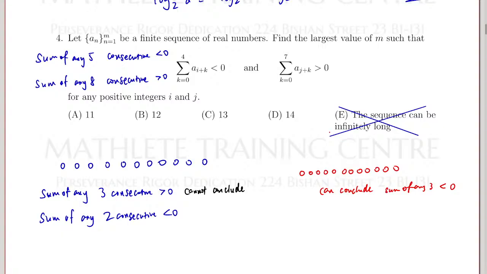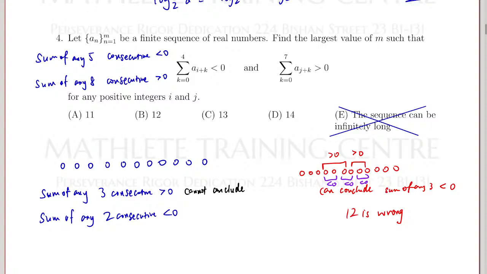Because what I can conclude is that, for example, I take this 3 plus this 3. Right? It's more than 0. But if I take, for example, these 2 plus this 2 plus this 2, it is less than 0. So I can get a contradiction over here. Okay, so this means that 12 is incorrect. 12 is wrong. So 12 is not possible.